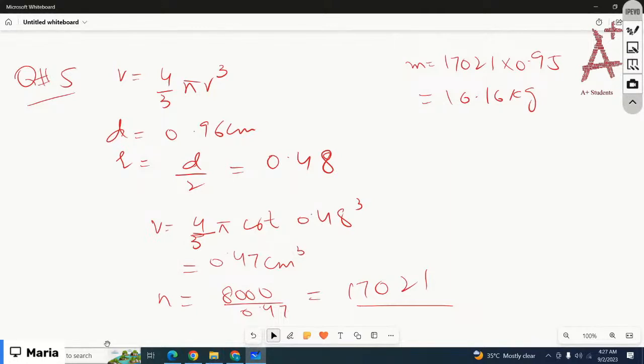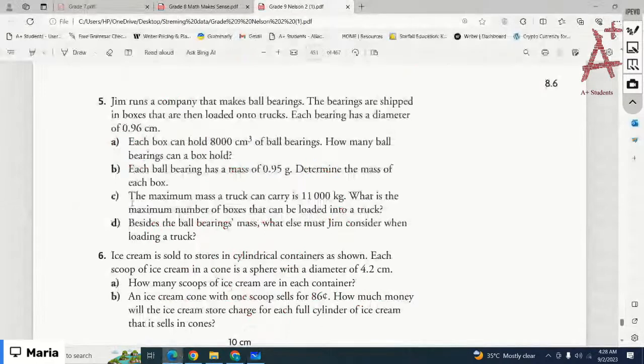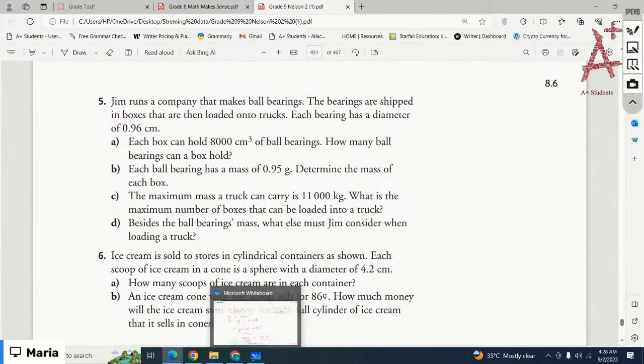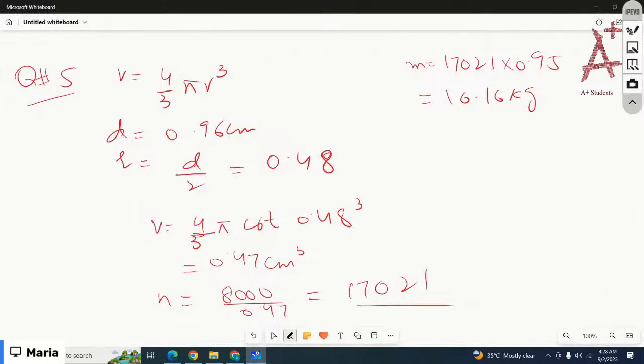Okay, the next one is the maximum mass a truck can carry is 11,000 kilograms. What is the maximum number of boxes that can be loaded into a truck? So you have 11,000 kilograms, right? So it would be n equals 11,000 divided by 16.16, that equals 680.27. That means in a truck you can fit 680 boxes.